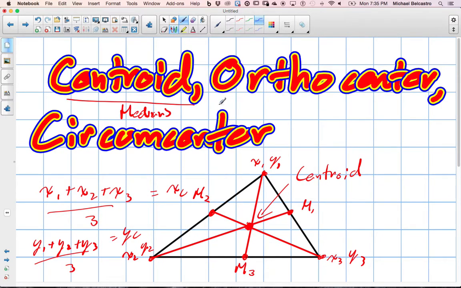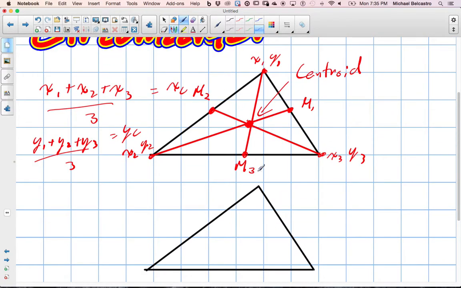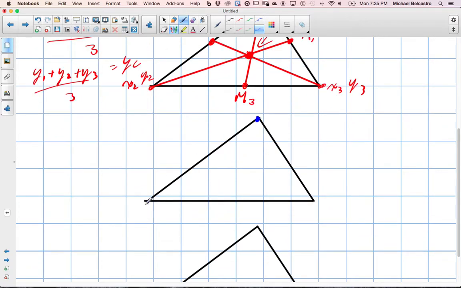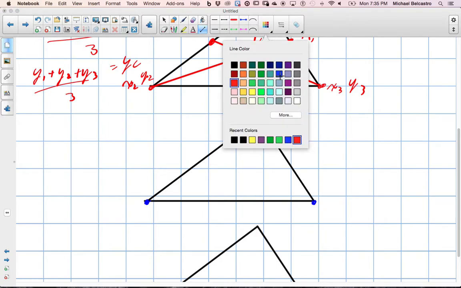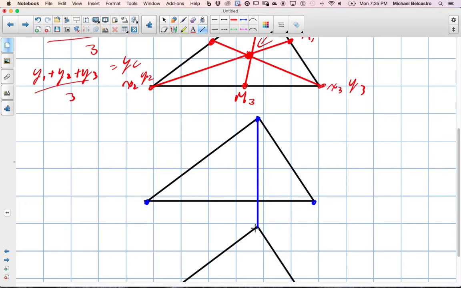Second one, orthocenter, and that deals with the altitudes. The altitudes are perpendicular from the vertex points. So here are the 3 vertex points, and you need to create perpendicular lines. These perpendicular lines might actually have to extend outside in order for them all to intersect. This perpendicular line looks like it might be perpendicular to the other line, and this one is probably perpendicular to that line.